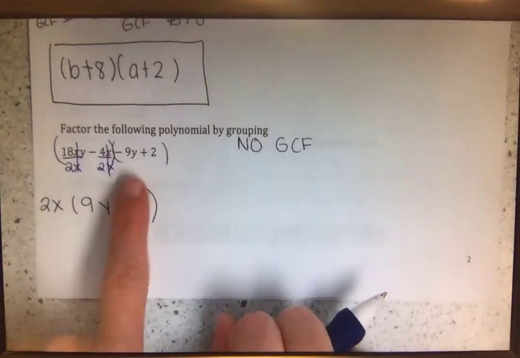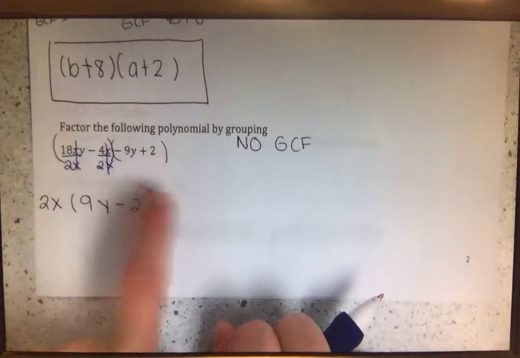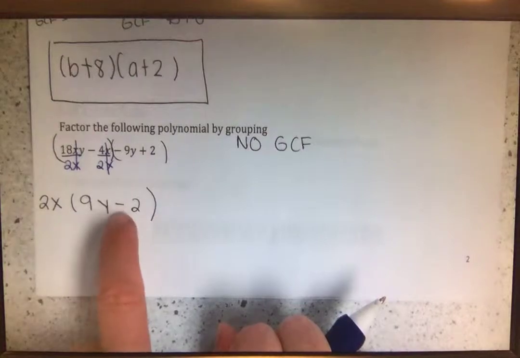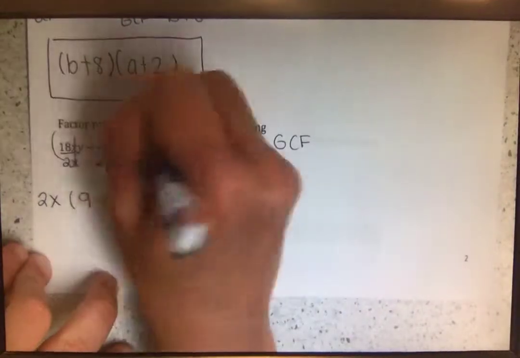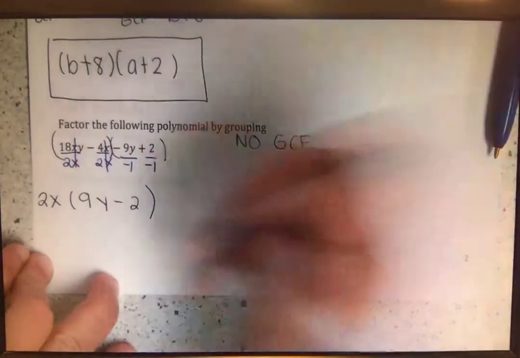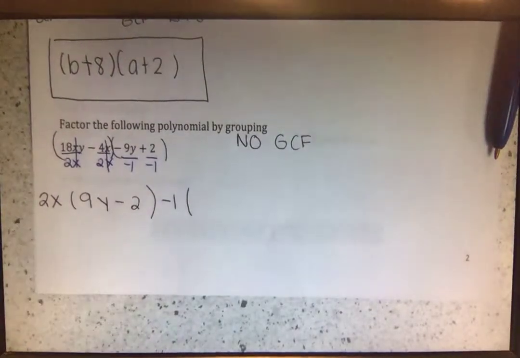So if I have negative 9y plus 2, as of right now there's nothing that they have in common, but I want to make it look like positive 9y minus 2. So I can factor out a negative 1 from both terms. I have to factor out something. So they always have a 1 in common. I want to factor out that negative.